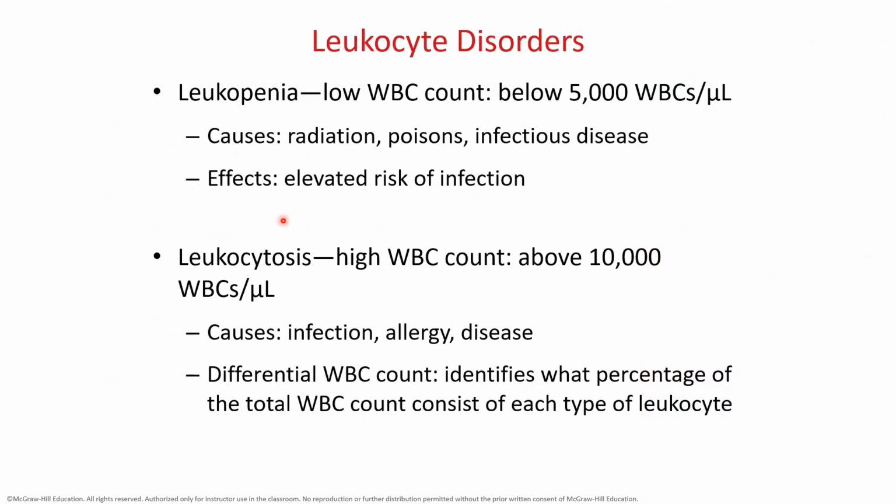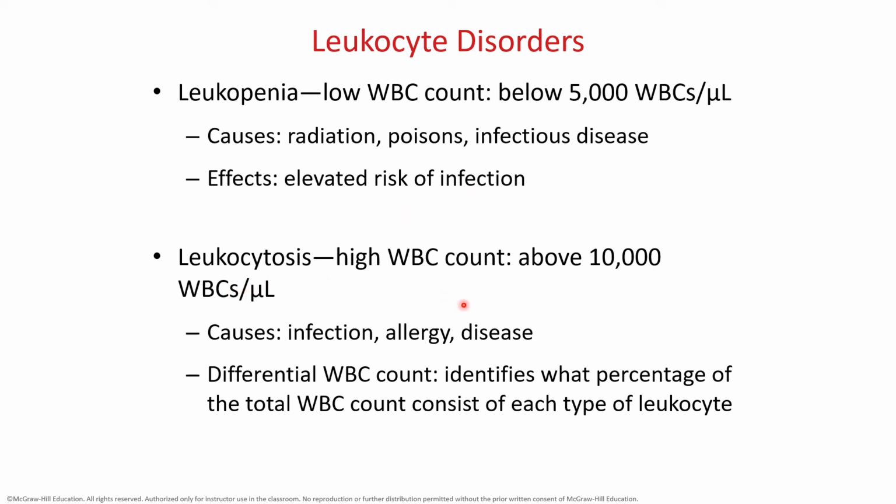Now let's talk about white blood cell disorders. Leukopenia would be a low white blood cell count, below 5,000. I don't need you to remember the specific numbers. Just know that leukopenia is a low white blood cell count, and leukocytosis would be a high white blood cell count. Some causes of leukopenia would be radiation, poisons, and infectious diseases, with an elevated risk of infection. That makes sense, because if you don't have your white blood cells fighting infections, you're going to have increased risk of a serious infection.